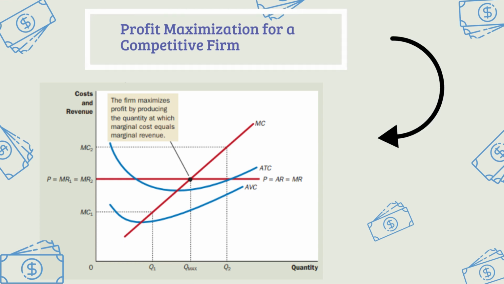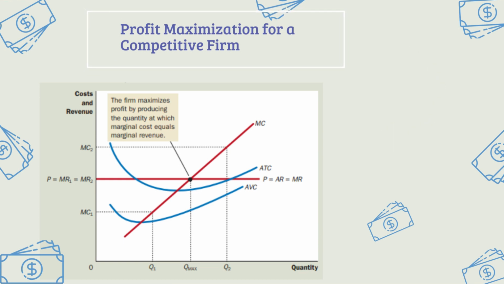We can use Figure 1 to find the quantity of output that maximizes profit. Imagine that the firm is producing at Q1. At this level of output, marginal revenue is greater than marginal cost. That is, if the firm raised its level of production and sales by 1 unit, the additional revenue would exceed the additional cost. Profit, which equals total revenue minus total cost, would increase.